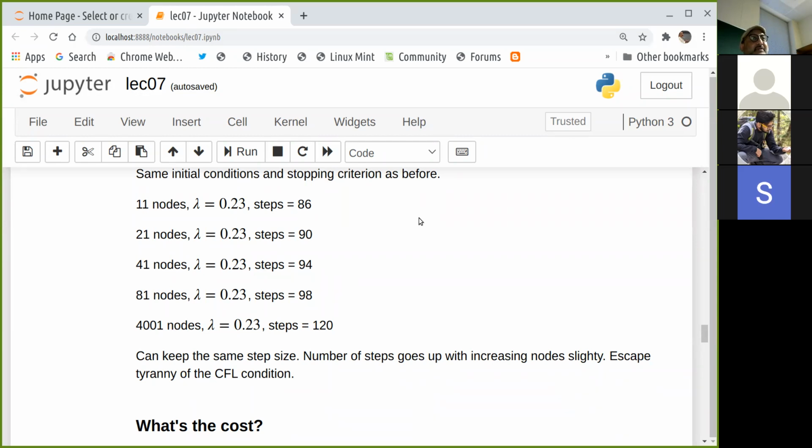And the number of steps, well, with 11 nodes, it was 86 steps, and with 4,001 nodes, it's still only 120 steps to get to a solution that looks very much like what we would expect.